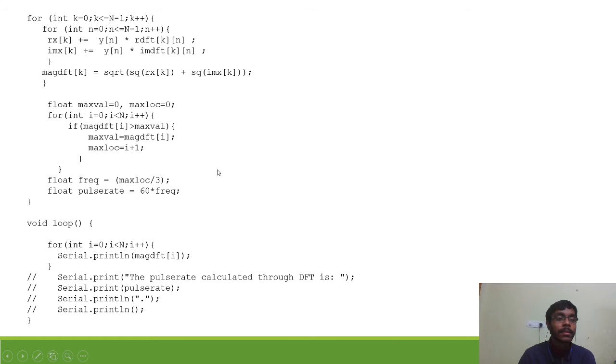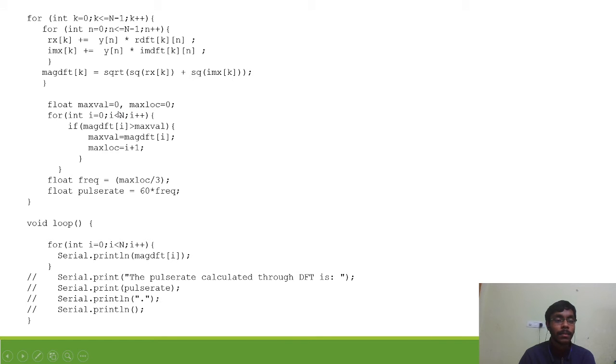So in the next part we are multiplying the matrix with our signal values. For int k equal to 0, in the inner loop we are multiplying with the signal values and storing that at rx of k. And now we know mag DFT of k equals the square root of the square of our real part plus the square of the imaginary part.